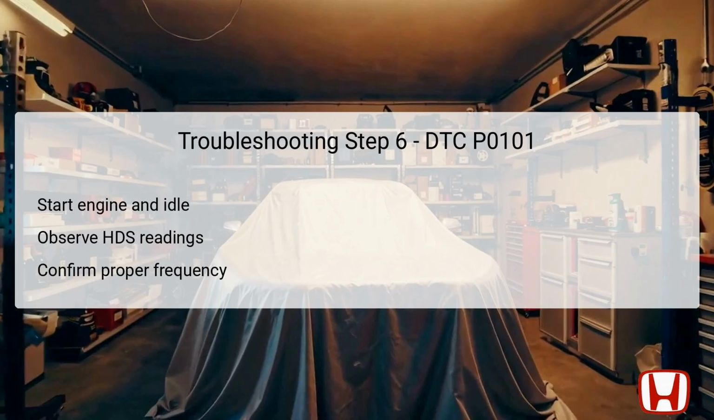The sixth troubleshooting step entails starting the engine and allowing it to idle while once again observing the readings from the Honda Diagnostics System, HDS, for the mass airflow sensor. Under these conditions, you need to confirm that the HDS displays the same normal frequency range of 520 to 10,000 Hz. A reading within this range indicates that the MAF sensor is functioning correctly, allowing for proper air-fuel mixture adjustments by the PCM.